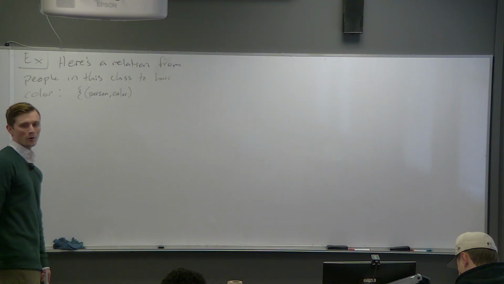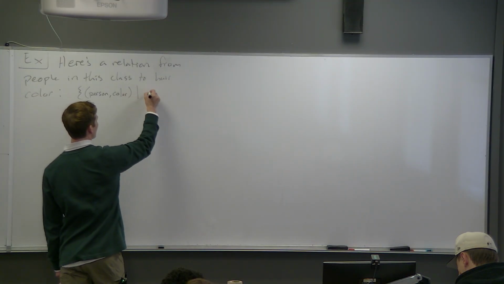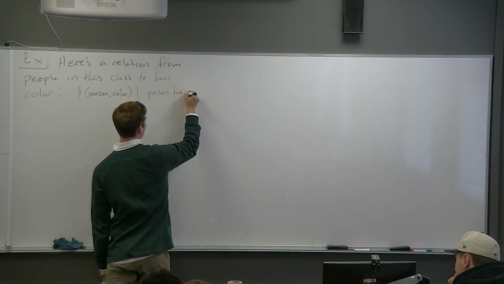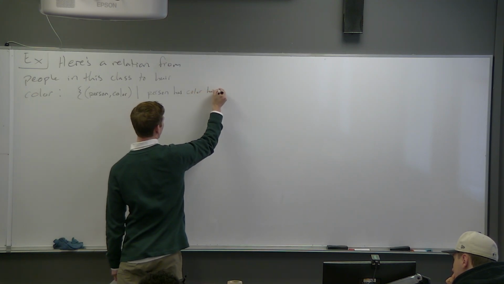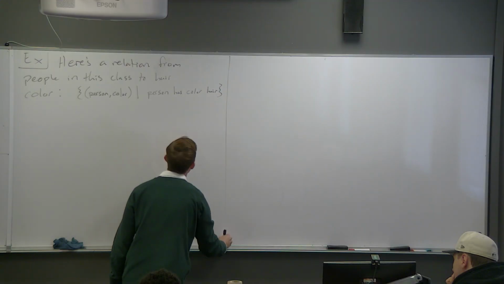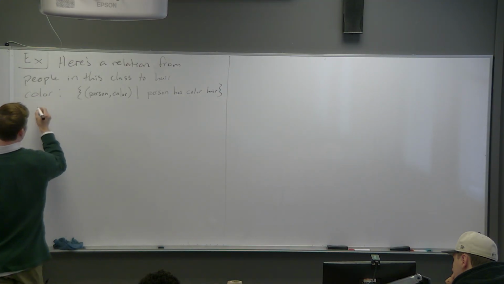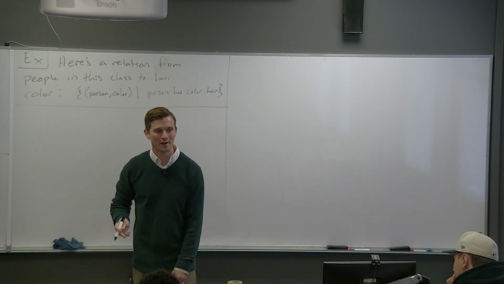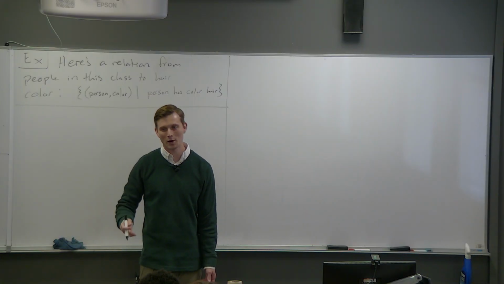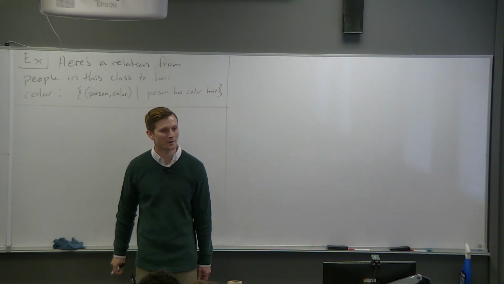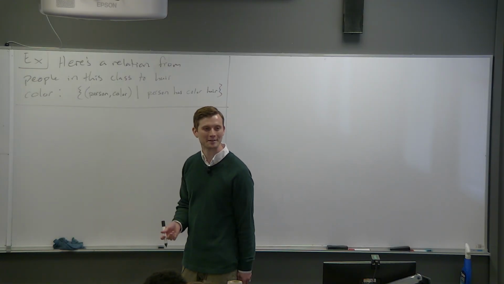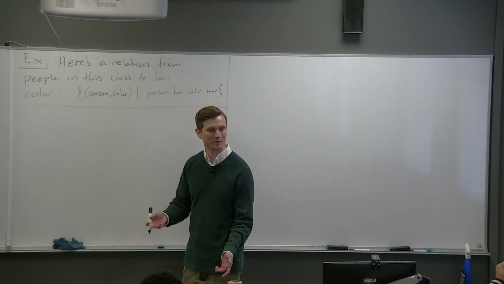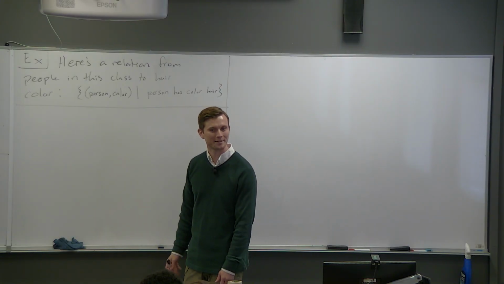It's the set of ordered pairs (person, color) if the person has that color hair. There you go. That's a relation. So for instance, you would have something like Bryce, comma, brownish, I don't know, in the set. But you wouldn't have Bryce, comma, green in the set. Okay, does that make sense?